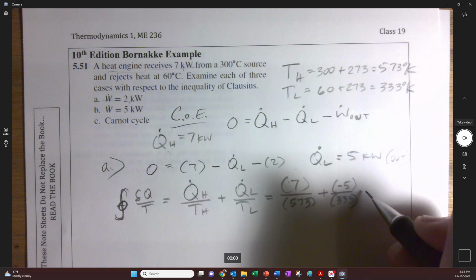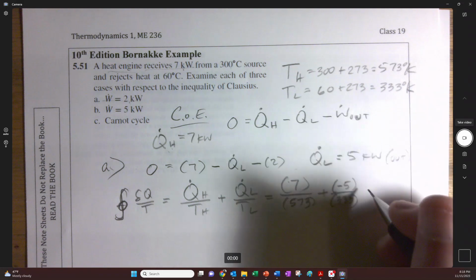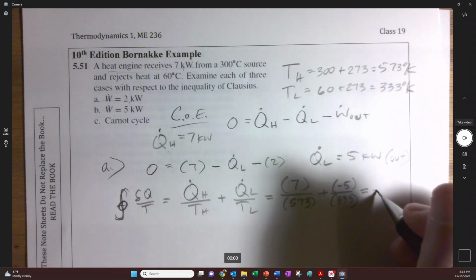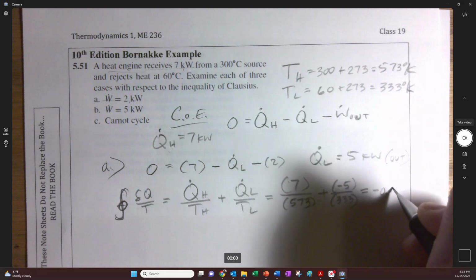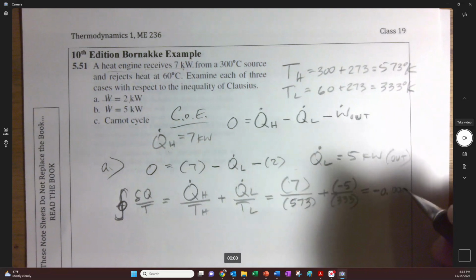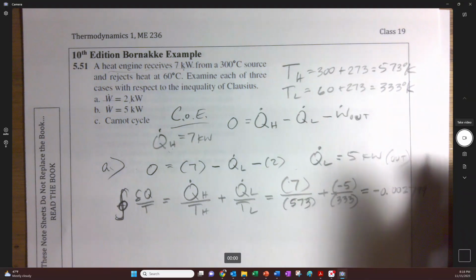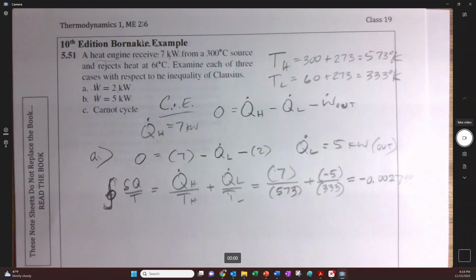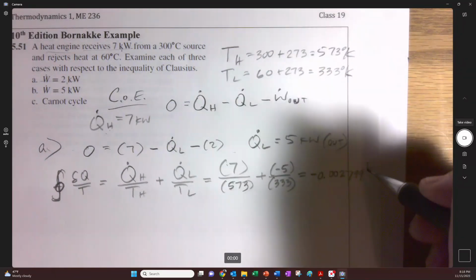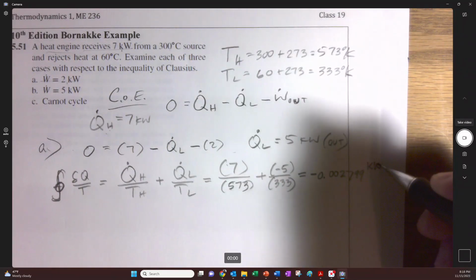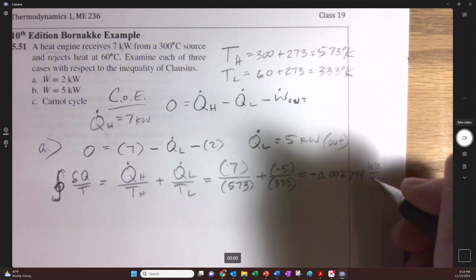Is that right? Yeah. It's surprising actually, it's a pretty small number. It's still negative though, about 0.0008, it's 0.00079. And if you wanted the units, they are kilowatts per degree Kelvin.